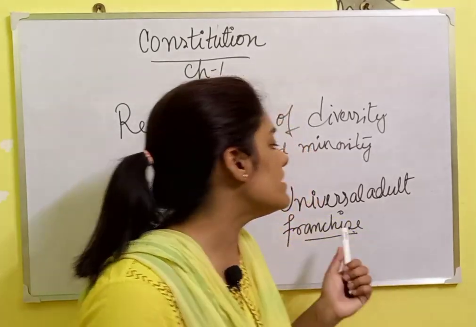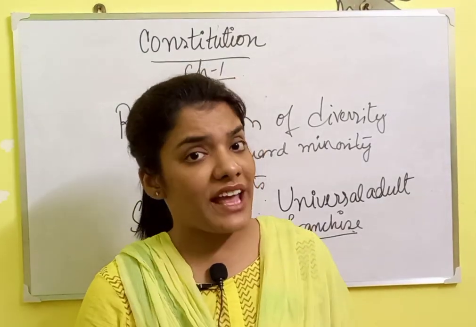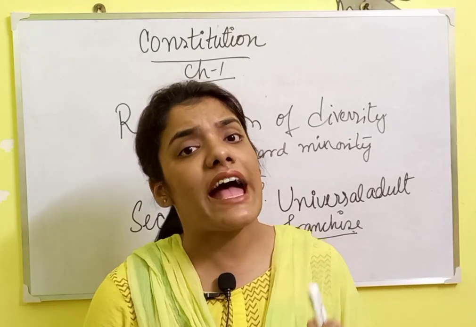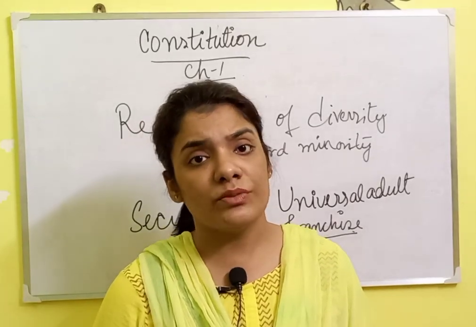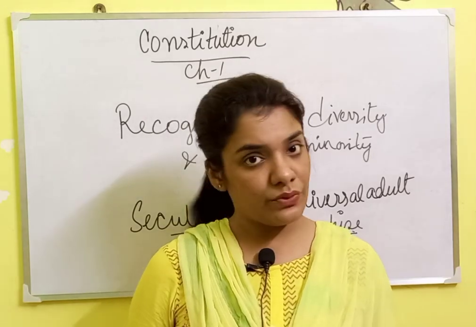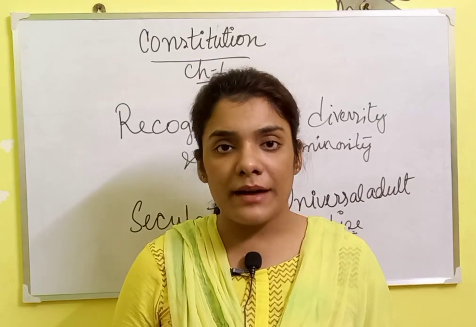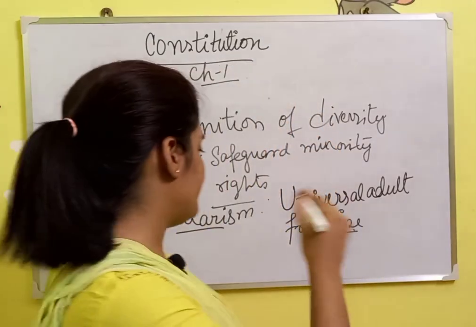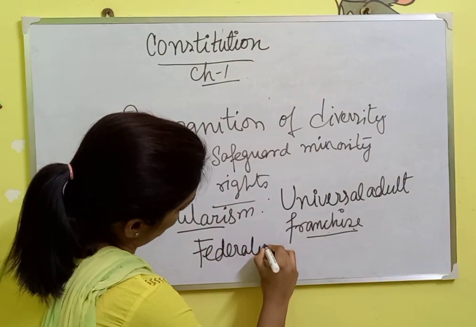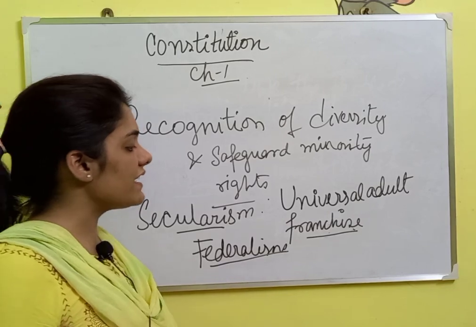And what does this universal adult franchise state? It states that every individual or every adult citizen, irrespective of their caste, creed, gender and religion, is eligible to vote. Okay, they are equal before the law, they all are eligible to vote. Is that clear? Now next comes federalism. Federalism. This is another core provision of the Indian Constitution.